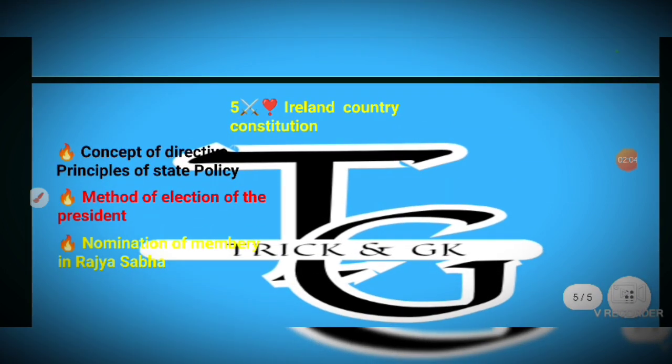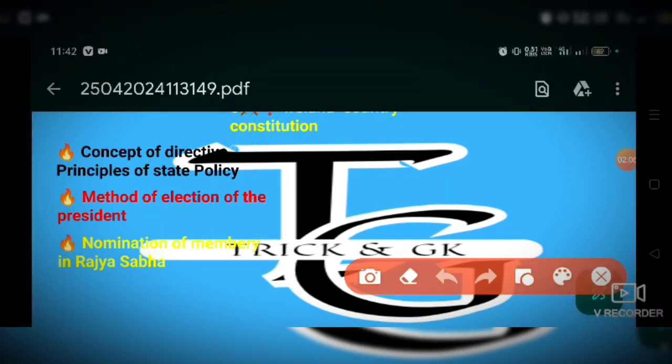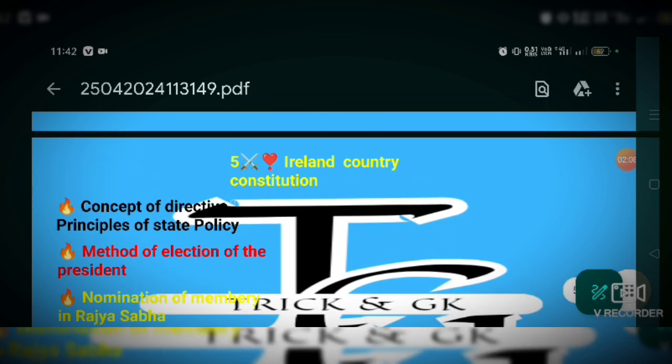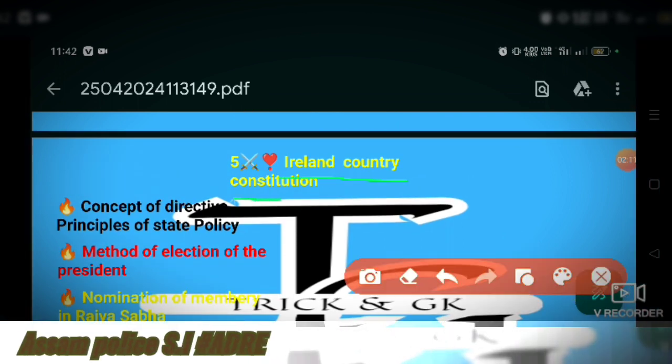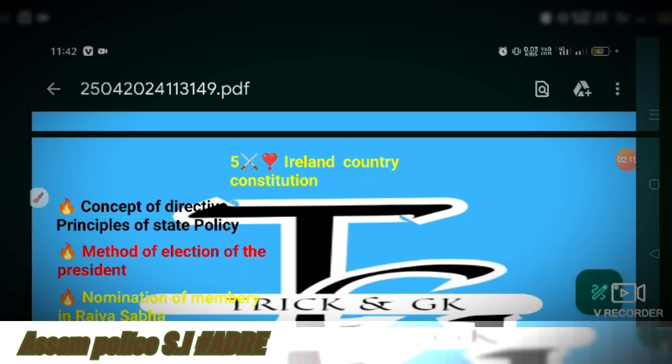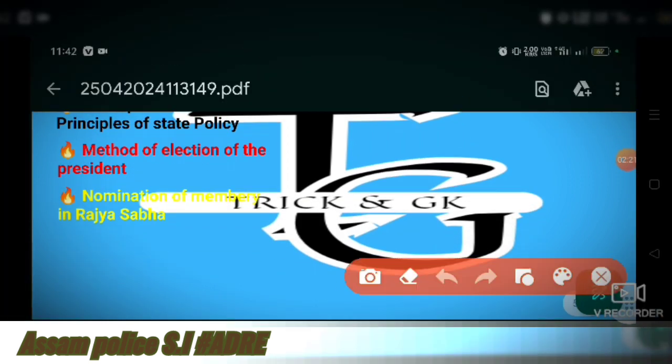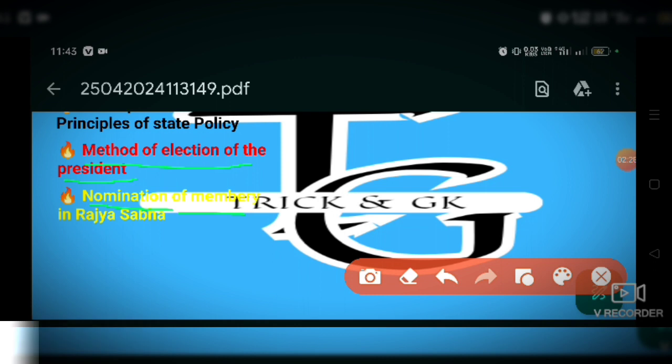And last, Ireland constitution. First point, concept of directive principles of state policy. Second, method of election of president. And third, nomination of members in Rajya Sabha.